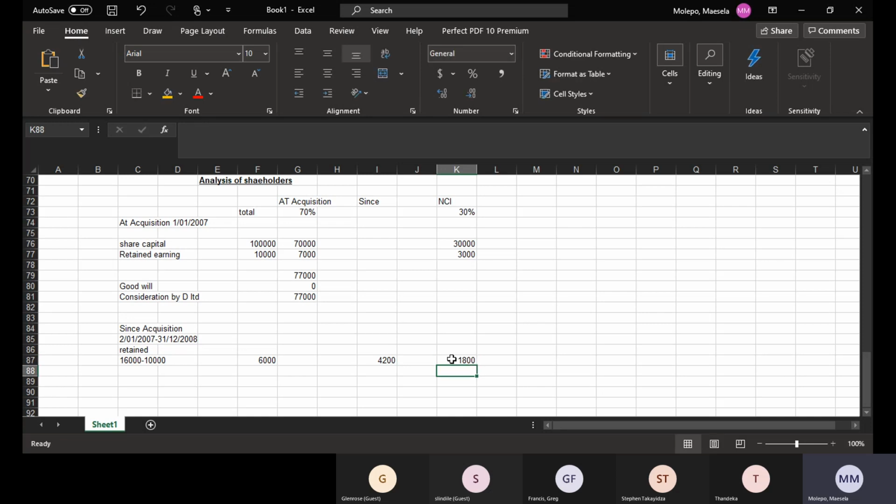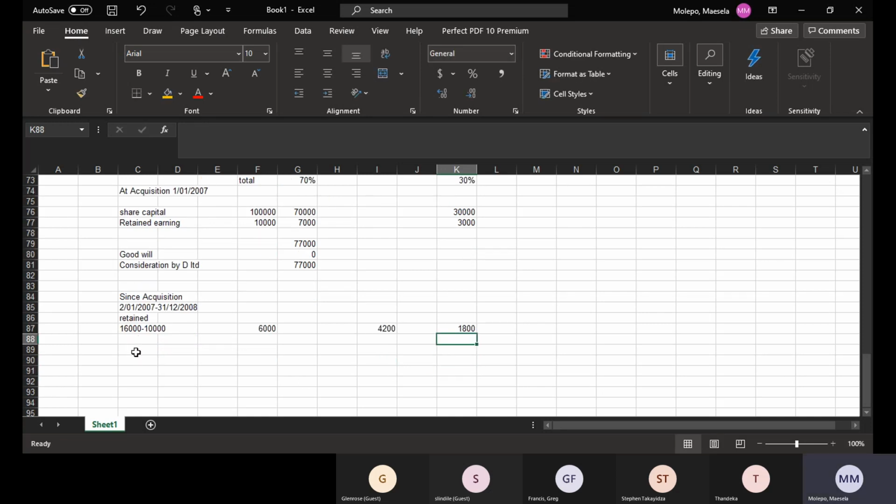We know how to get there. So now the current year will be any movement between 1 January 2009 up to 31 December.